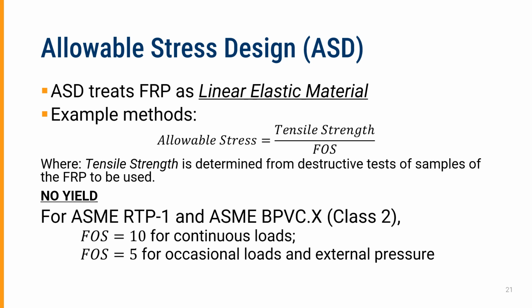Allowable stress design treats FRP as a linear elastic material. Some example methods, for instance, the allowable stress is equal to the tensile strength divided by the factor of safety. So all you need to know is the tensile strength and the factor of safety, and you can do a stress-based design.